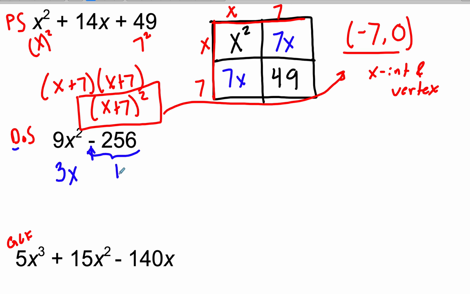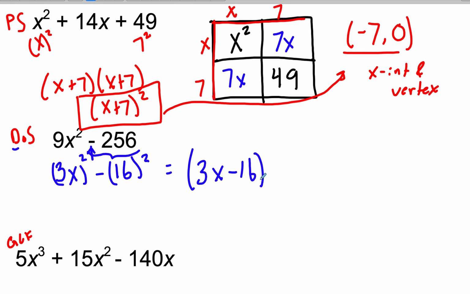As it turns out, 256 is 16 squared. So if I'm going to do my difference of squares, it's going to be 3x minus 16 times 3x plus 16. And you can see if I was going to box this out, I would get 9x squared. I would then get 48x. Then I would get negative 48x. So 48x minus 48x, so they cancel. And then what I would get is 256. So it all works out perfectly.